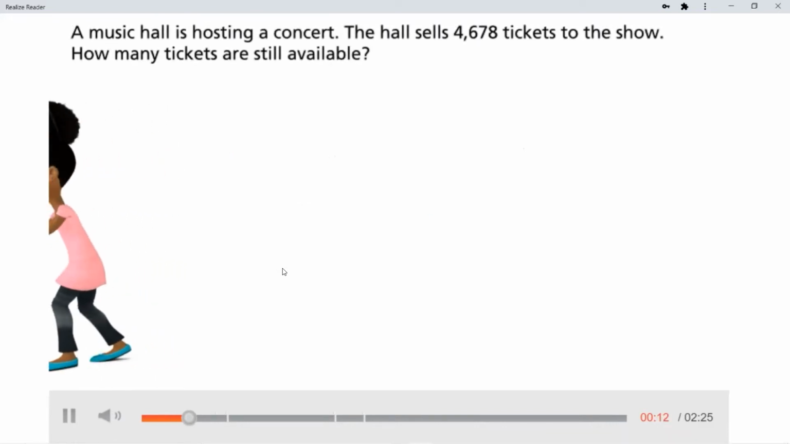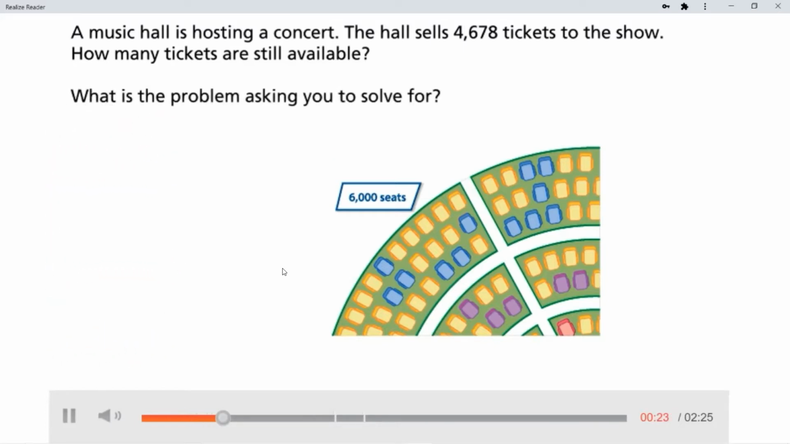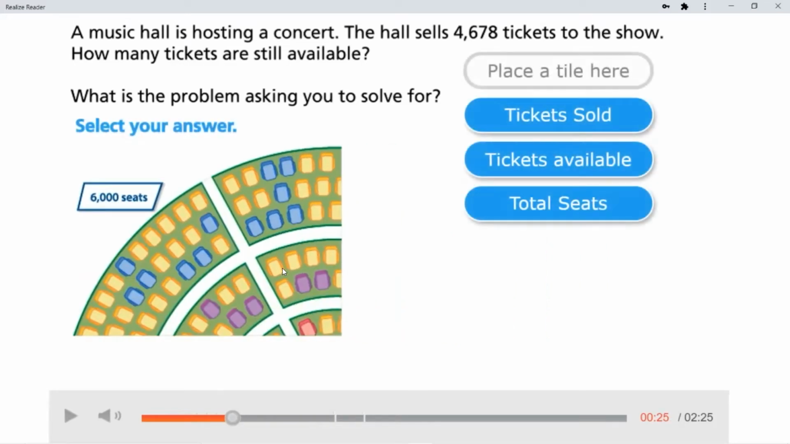A music hall is hosting a concert. The hall sells 4,678 tickets to the show. How many tickets are still available? What is the problem asking you to solve for? Select your answer.